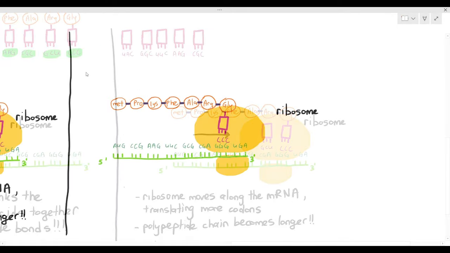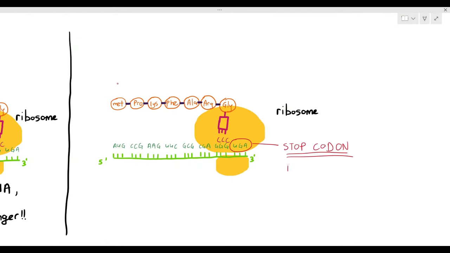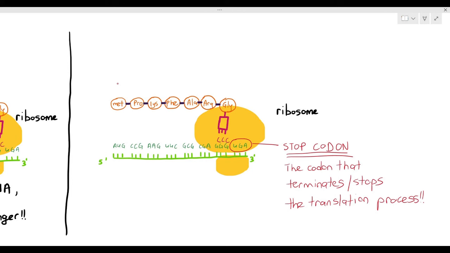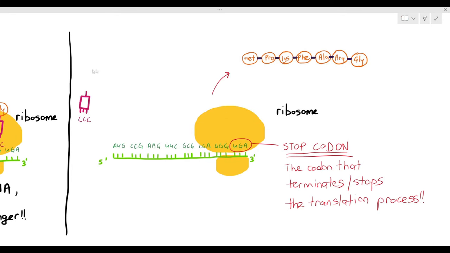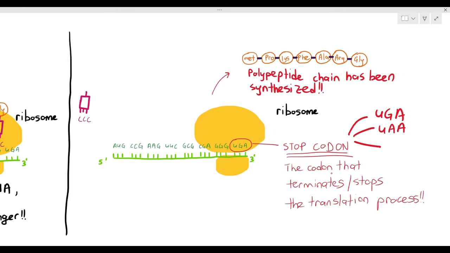Now, finally, the ribosome will reach the stop codon. The stop codon is basically the codon that terminates or stops the translation process. And the stop codon can be one of three: UGA, UAA, and UAG. You don't have to memorize which are the stop codons. They are usually given in the exam, so don't worry about it. But just know that the stop codons will always stop the translation process. And once it stops, the polypeptide chain has been synthesized. This is how the ribosome synthesizes a protein or a polypeptide. Remember in chapter 1, we just said ribosomes synthesize protein. Now in chapter 6, we are looking at how it actually synthesizes the proteins with the help of the mRNAs and tRNAs. So translation stops when the ribosome reaches the stop codon.